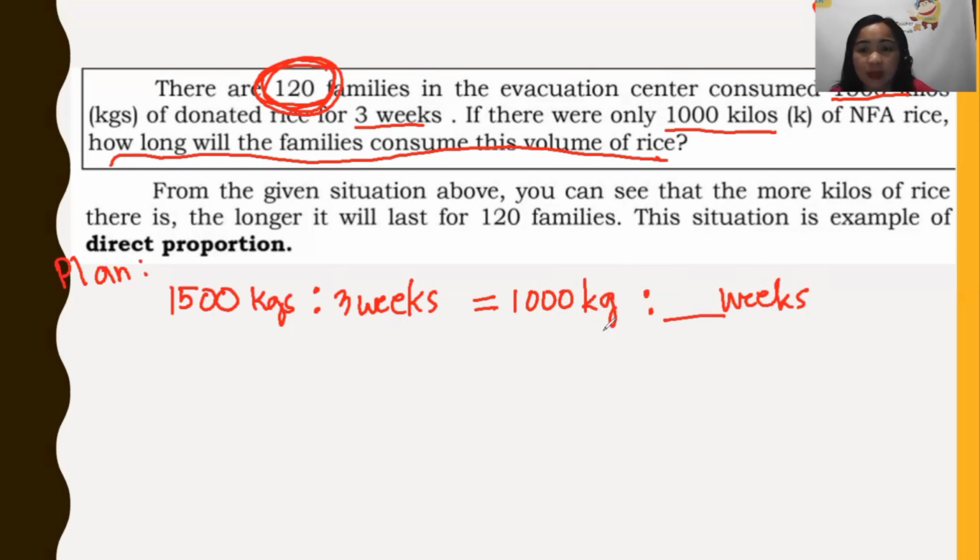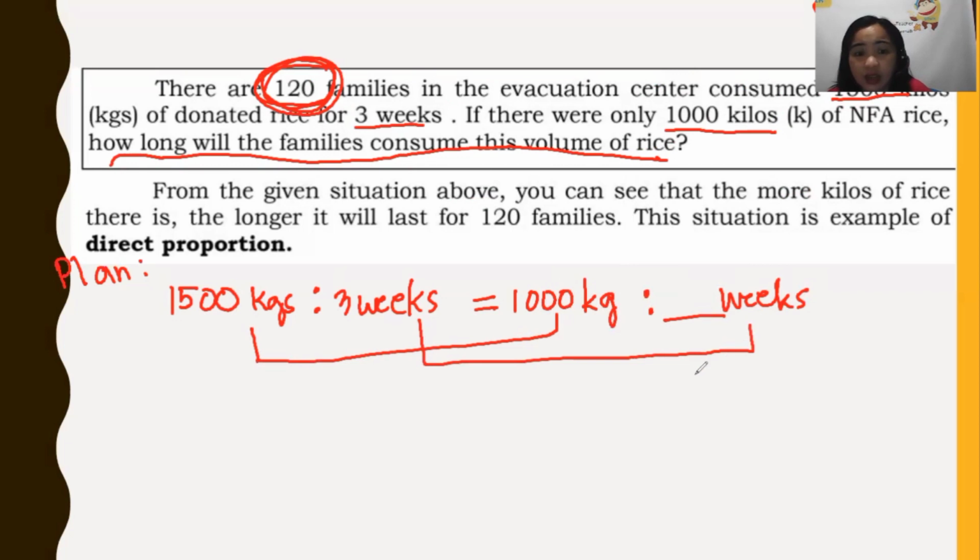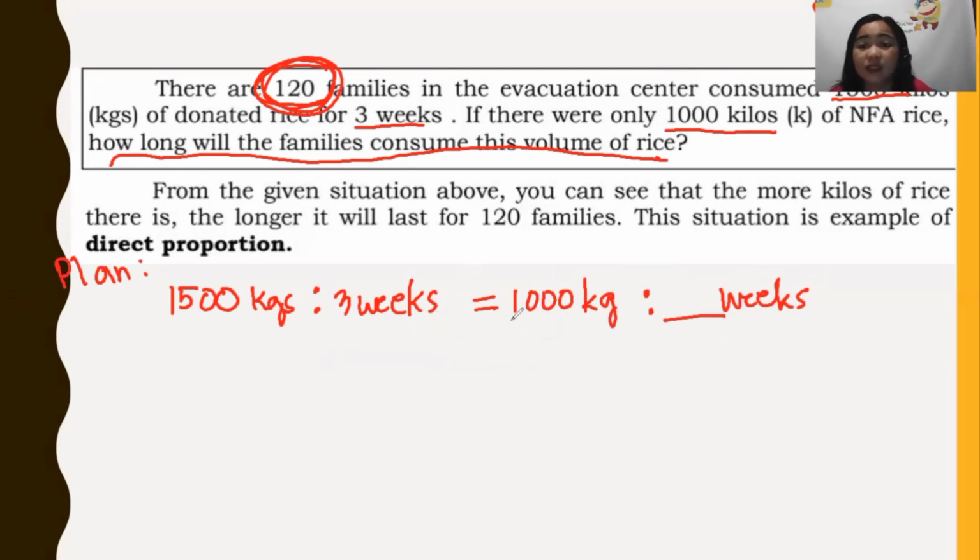So, kung makikita nyo, kapag direct siya, parehas ng unit ang ating first and third term. At parehas ng unit ang ating second and last term. Burahin ko. Now, let us solve for the missing terms. Katulad nung diniscuss ko before. So now, let us solve. We have here, dahil ito ay missing, lagyan natin ng x para to represent the missing number.